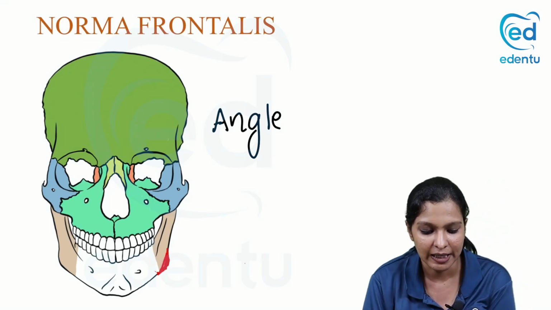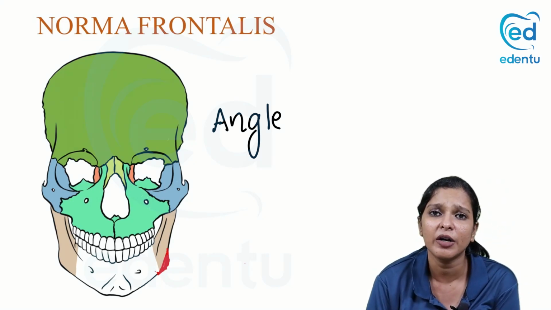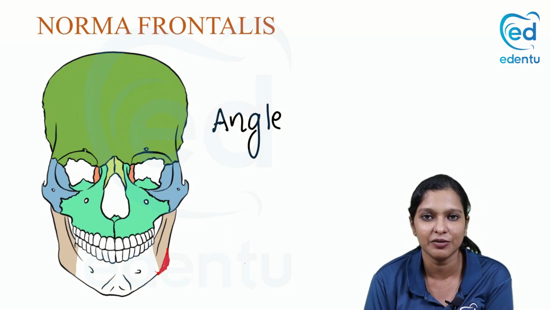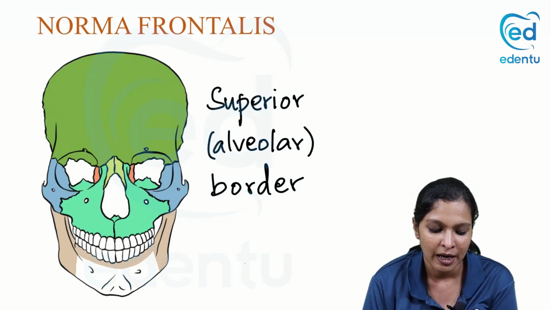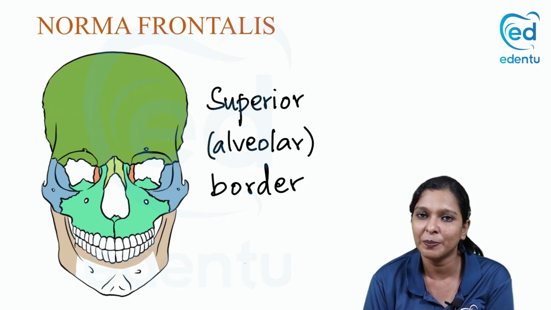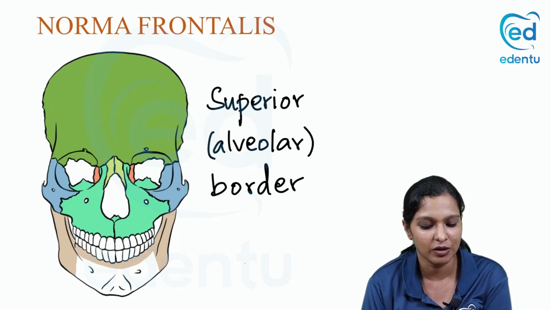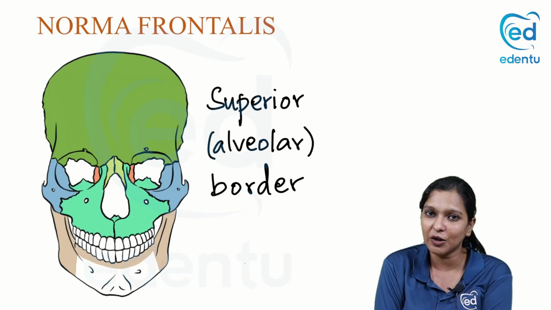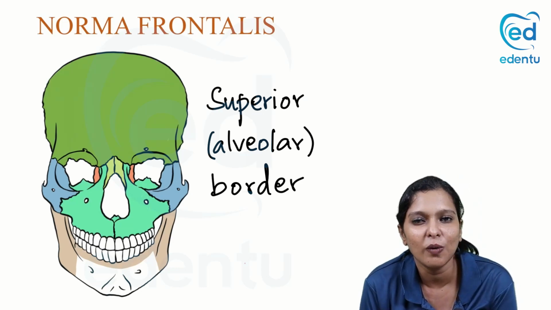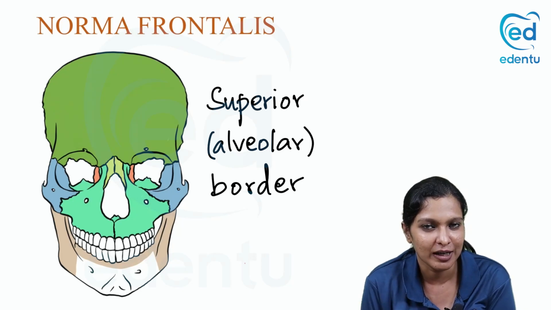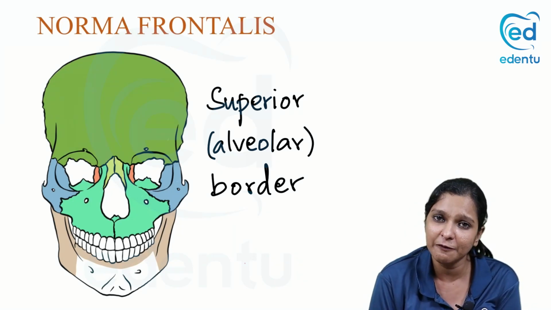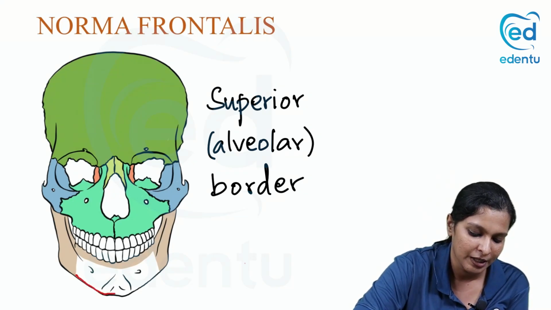Then we have the body. In the body itself, only the anterior surface is visible in Norma Frontalis. The body will have a superior border, or alveolar border. Why is it called the alveolar border? Because the lower row of dentition, or the teeth, is situated here. So it is called the alveolar border. The inferior border is called the base of the mandible.